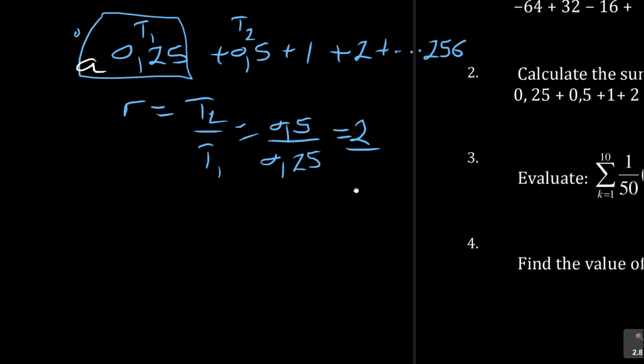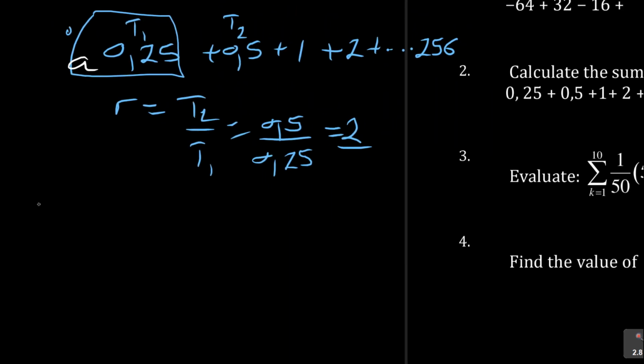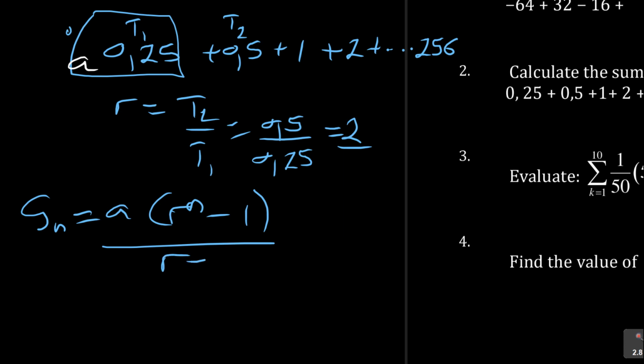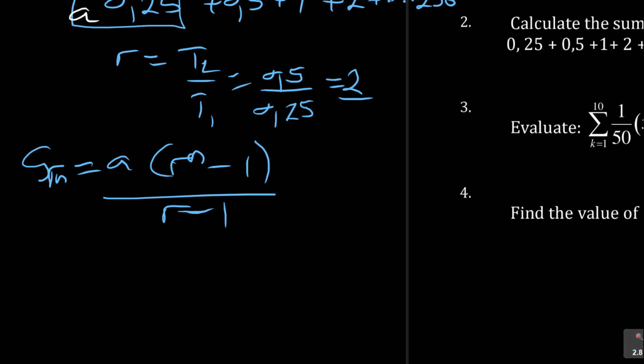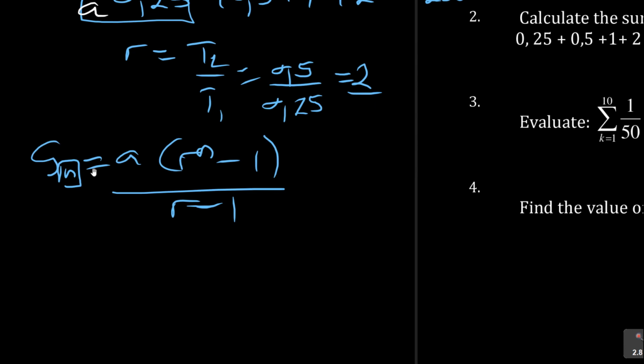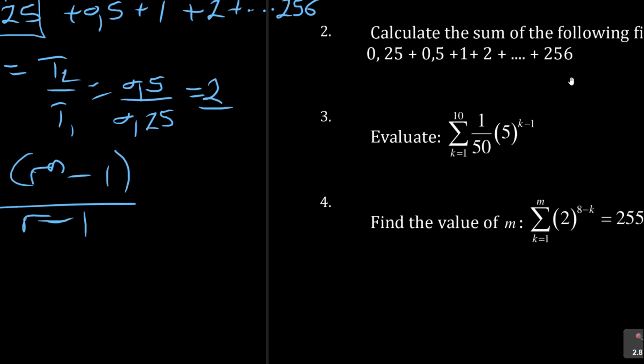So let's use the formula to say Sn is equal to A bracket r to the n minus 1 over r minus 1. Last time I made an error, I said 1 minus r. The challenge of this is we don't know our n. They didn't give us how many. So which means first of all I need to find n. How do you find n?